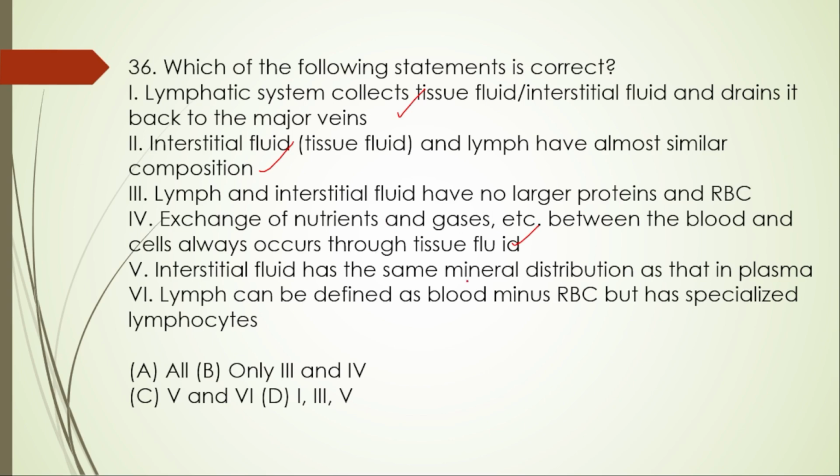Next, intestinal fluid has the same mineral distribution as that in the plasma. Yes, this one was also correct. And then last one, sixth one, lymph can be defined as blood minus RBC but has specialized lymphocytes. Yes, this one is also correct because lymph lacks RBC and most large proteins found in the blood, but it is very rich in lymphocytes, that is WBC, which help in the immune response. That's what all are correct about the lymph. So here the right option is A.